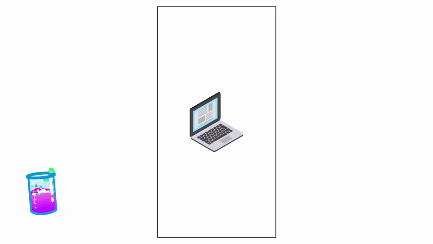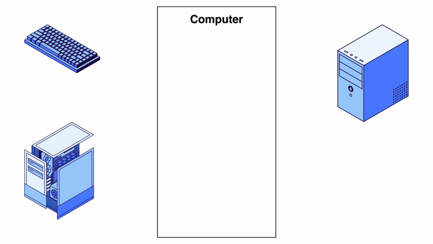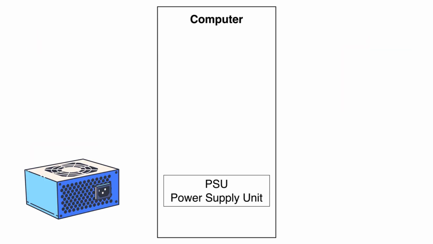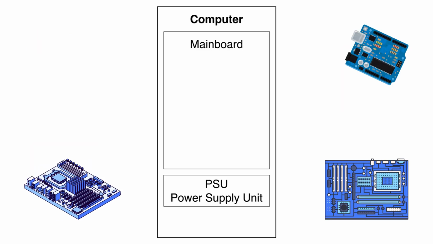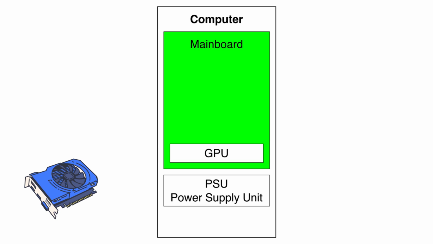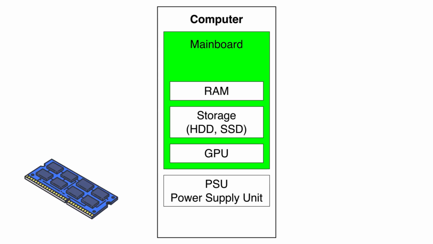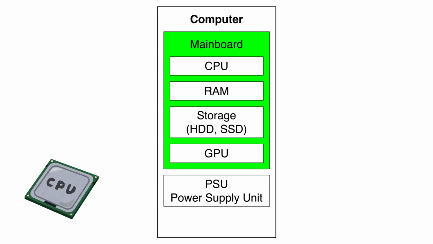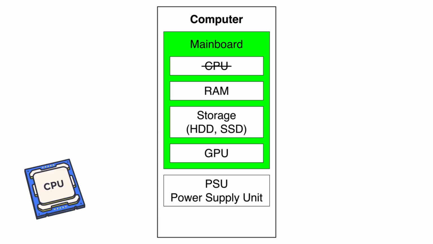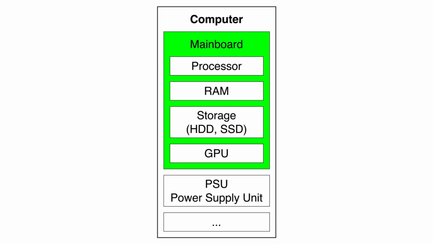Most of us are familiar with the basic components of a computer, which include PSU (power supply unit), mainboard, GPU (graphics processing unit), storage (commonly HDD and SSD), RAM (random access memory), and CPU (central processing unit). No, technically it is not called a CPU, it should be referred to as a processor.